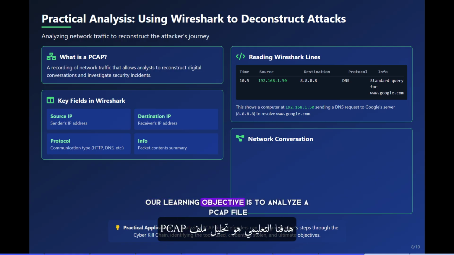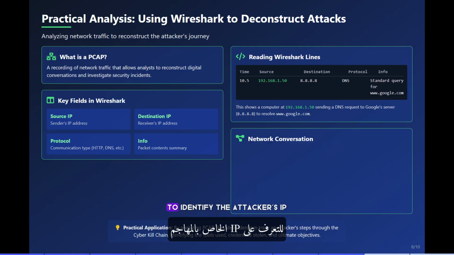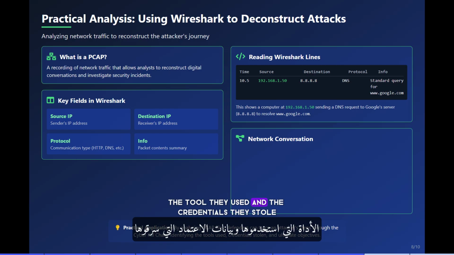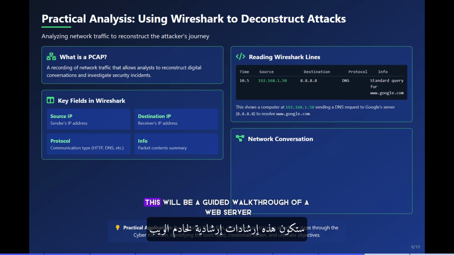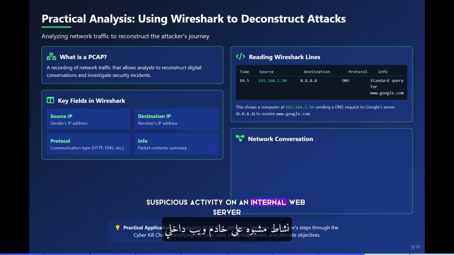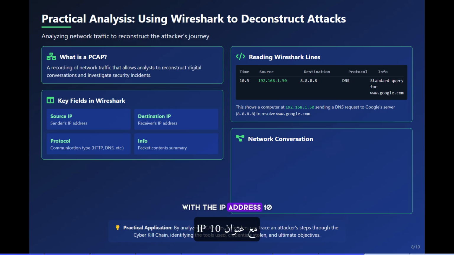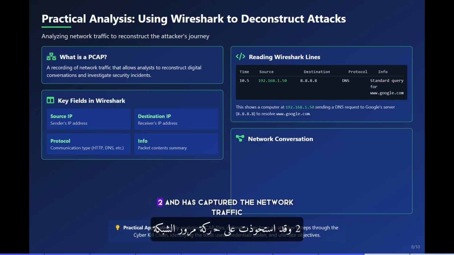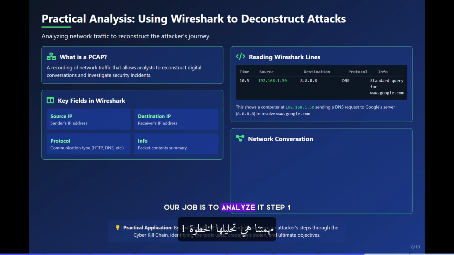Our learning objective is to analyze a PCAP file to identify the attacker's IP, the tool they used, and the credentials they stole. This will be a guided walkthrough of a web server attack. Our scenario: a company has detected suspicious activity on an internal web server with the IP address 10.0.0.112 and has captured the network traffic. Our job is to analyze it.